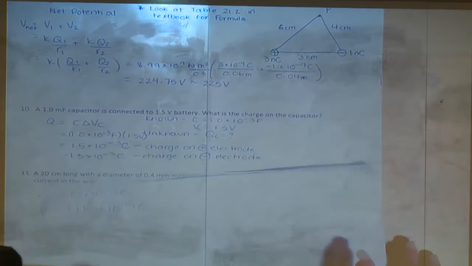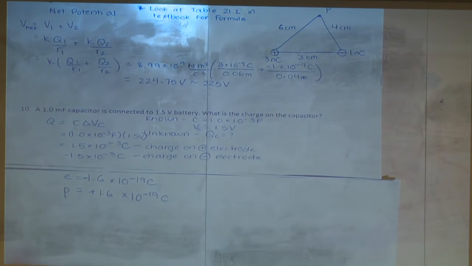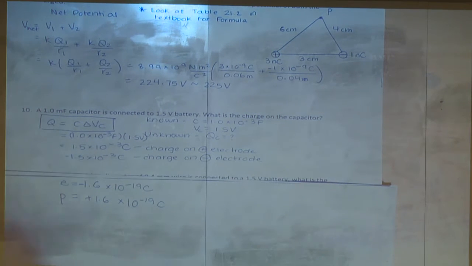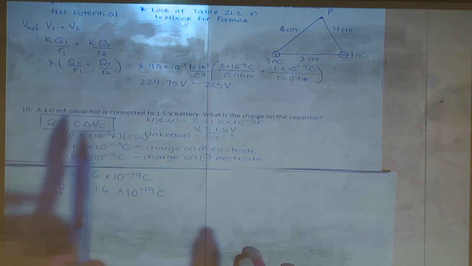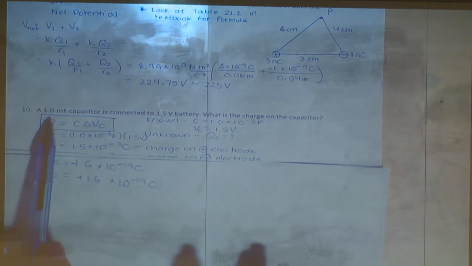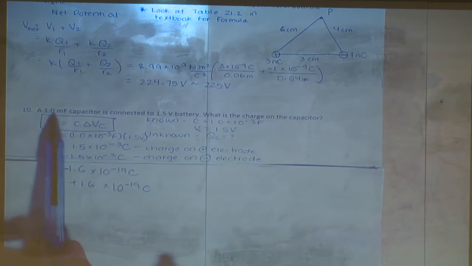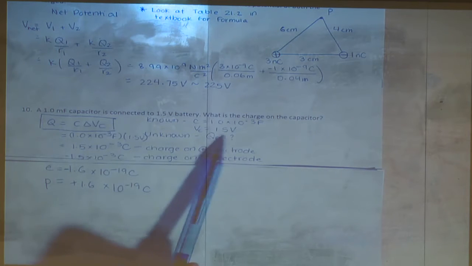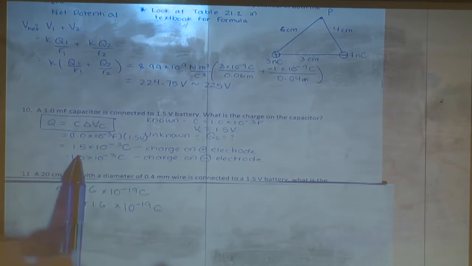So we have a capacitor and a battery, and we're looking for the charge on the capacitor. We're going to be using this formula right here. Q stands for the charge, C is the capacitance, and V is the voltage of the capacitor. We're given the capacitance and the voltage, and we only have to find the charge on the capacitor. So 1 millifarad is 1 times 10 to the negative 3 farads, and then the voltage is 1.5. If we calculate the charge, we use this formula and plug everything in.